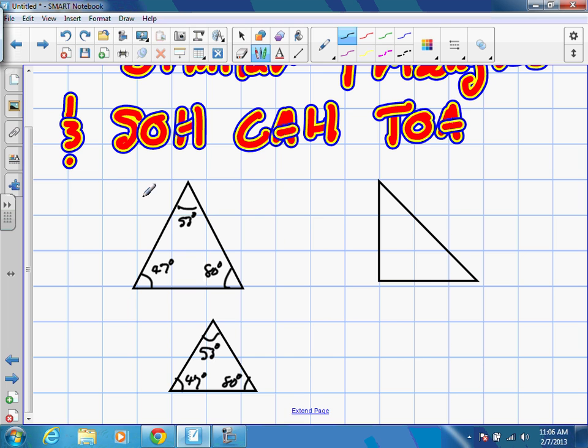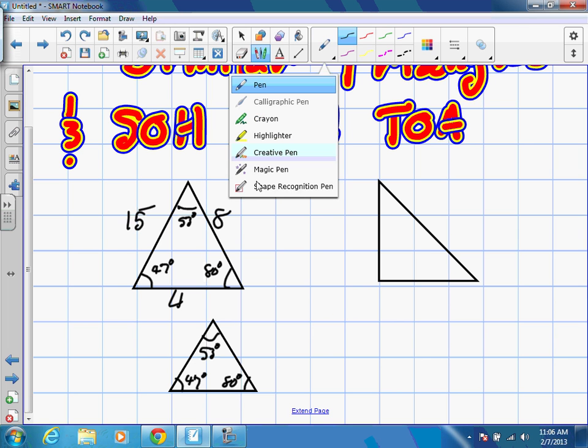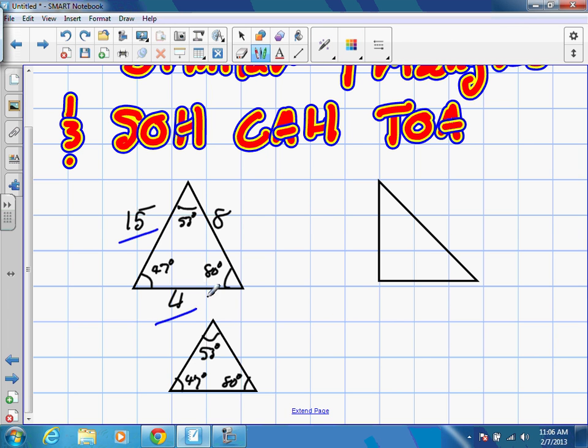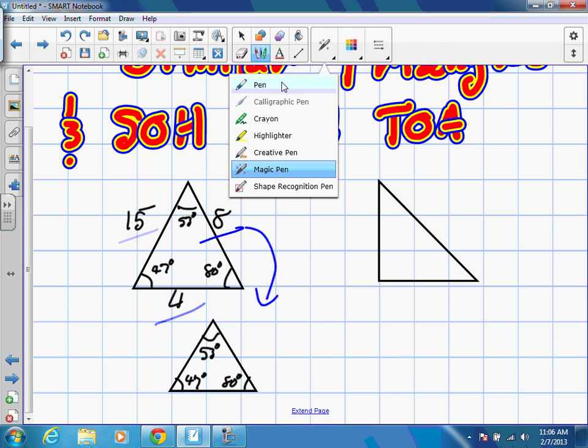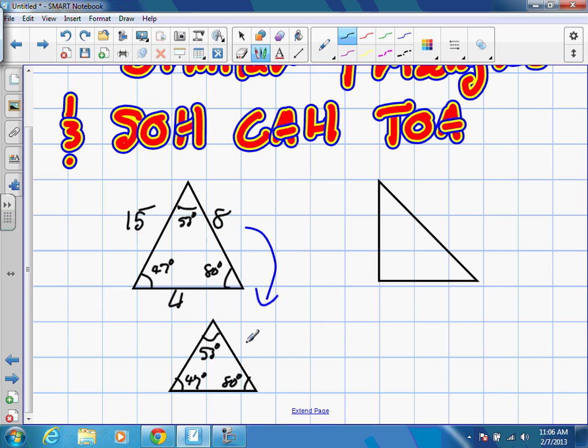Now, if this is, let's say, 15, 4, and 8, this is not a true triangle. I literally just made these numbers up, so this may be an impossible triangle, but I'm just trying to show you the idea. And the next triangle's side here is 4. From this information, we can solve the other sides of these triangles knowing that they're similar.